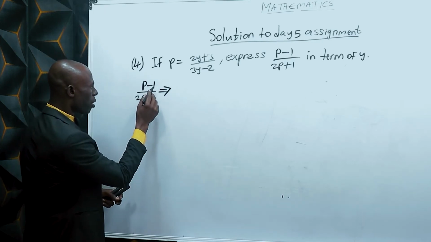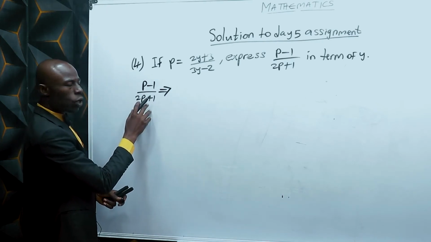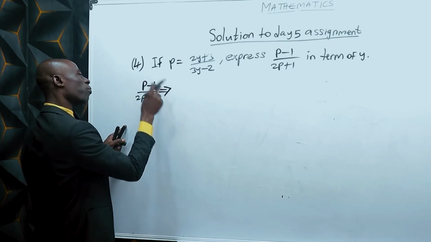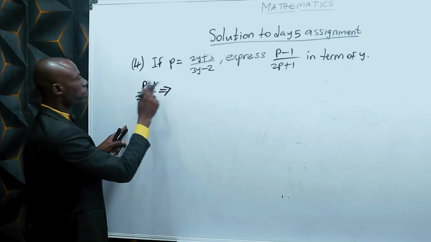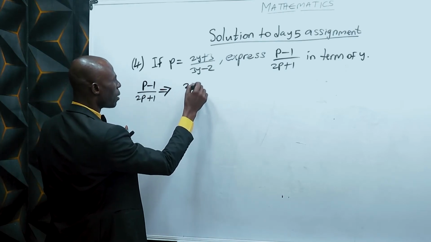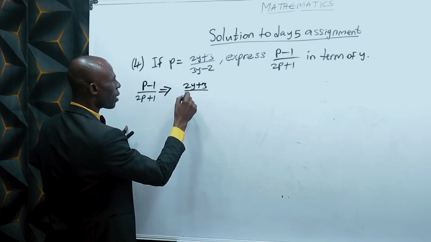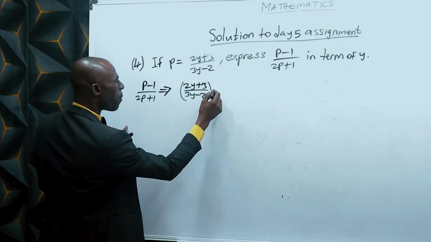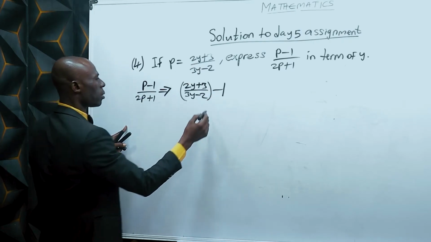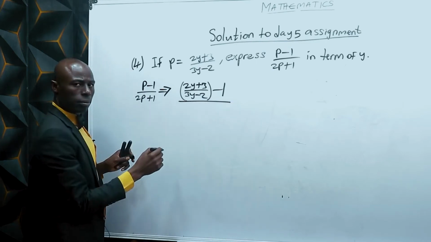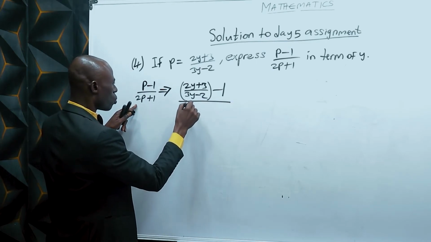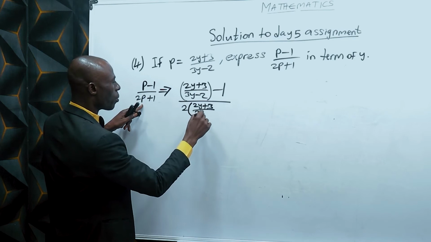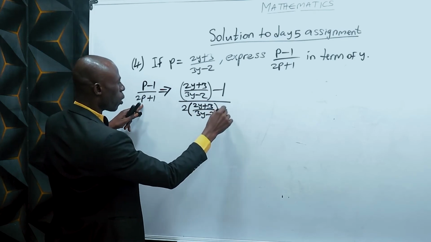If p equals this, express p minus 1 over 2p plus 1 in terms of y. So bring p minus 1 over 2p plus 1 here. You want to rewrite it in terms of y. How? Wherever you see p, bring the value of p to substitute here. P is 2y plus 3 over 3y minus 2. That is p, as we can see here, minus 1, divided by 2 into, what is p? 2y plus 3 over 3y minus 2, plus 1.